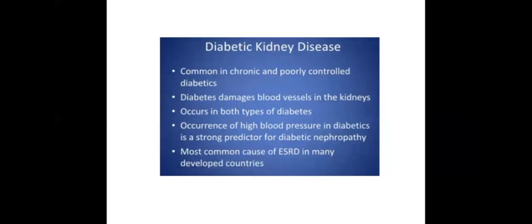The next disease of the renal system is diabetic kidney disease. It is common in chronic and poorly controlled diabetics, and diabetes damages blood vessels in the kidneys. It occurs in both type 1 and type 2 diabetes. The occurrence of high BP in diabetics is a strong predictor of chronic diabetic nephropathy. This diabetic kidney disease is very common, and it is one of the most common causes of end-stage renal disease in many developed countries.